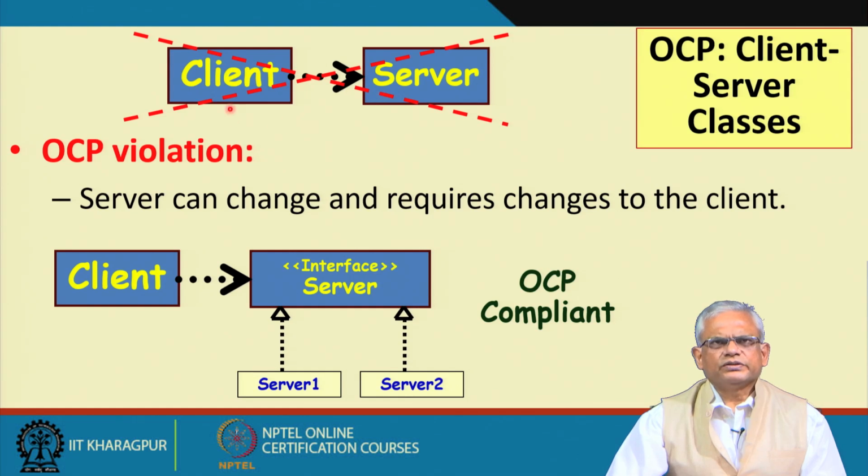In that case, possibly this design itself may be okay, but in all other situations where the server class can change, either due to bugs or performance considerations or new features required, we have to use the OCP solution, where the concrete server classes implement the server interface, and the client invokes the methods on the interface.